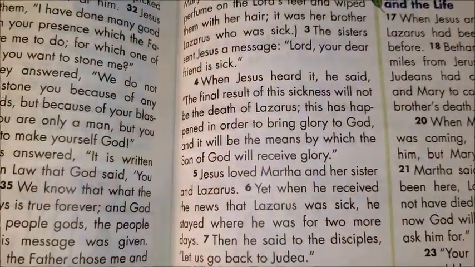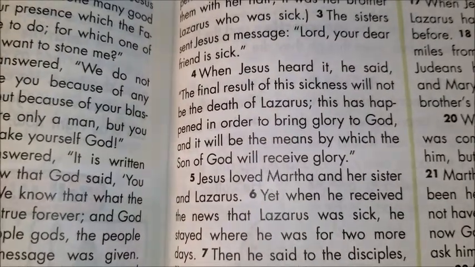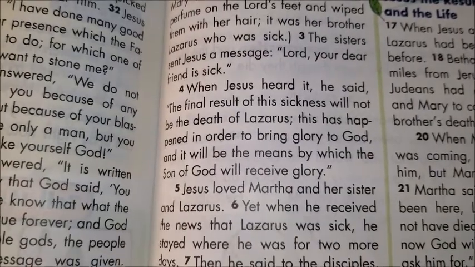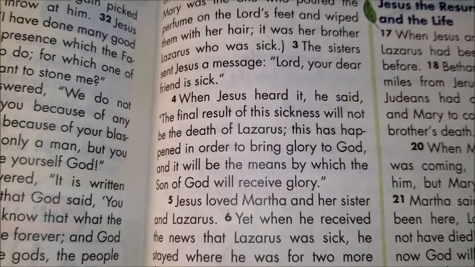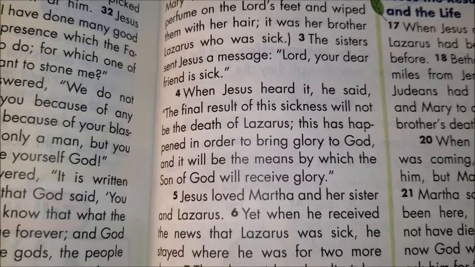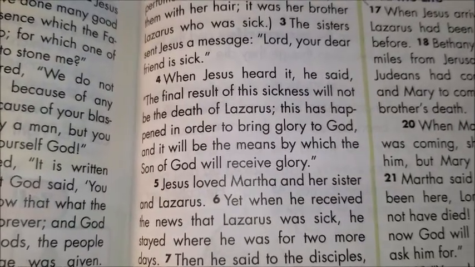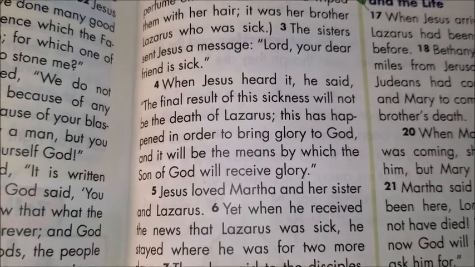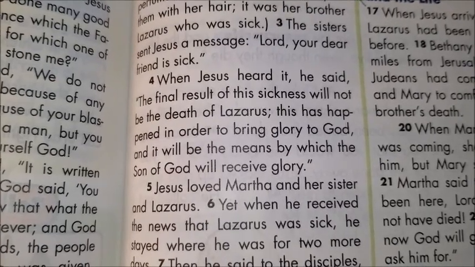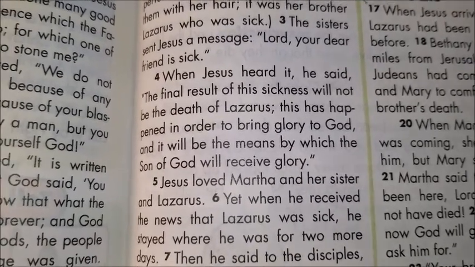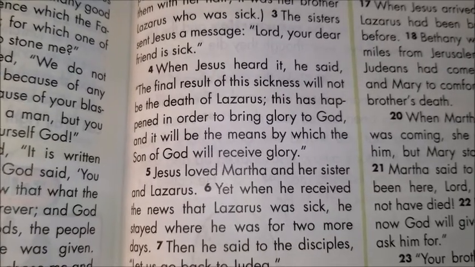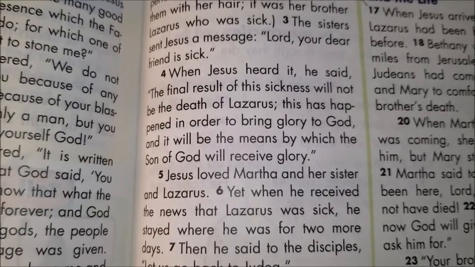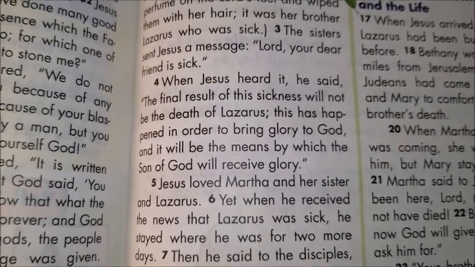And Jesus, when he heard this, said some really revealing words that we heard last week about this event going to glorify God or bring glory to God, just like with the blind man last week. When Jesus heard it, he said, the final result of this sickness will not be the death of Lazarus. This has happened in order to bring glory to God, and it will be the means by which the Son of God will receive glory.